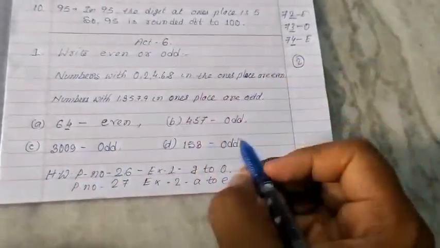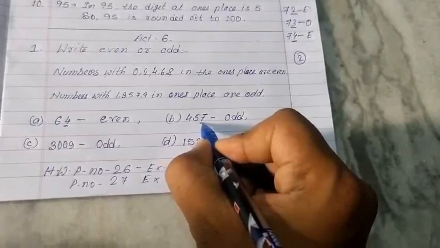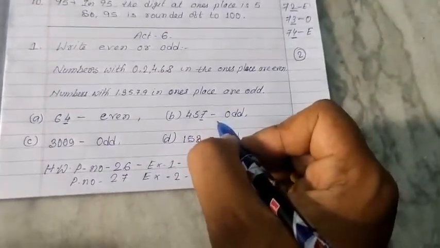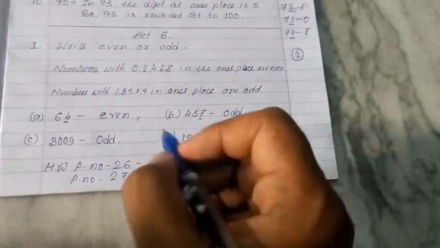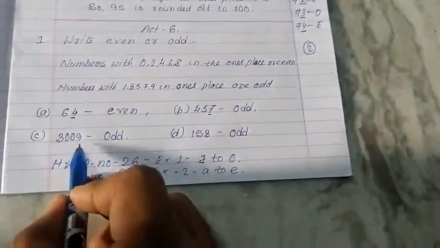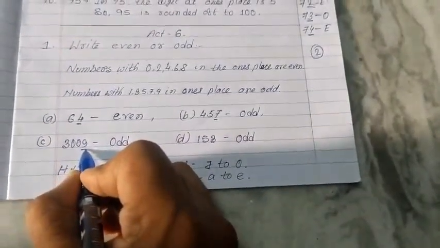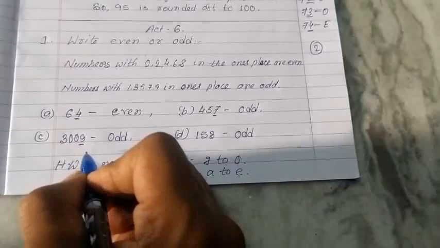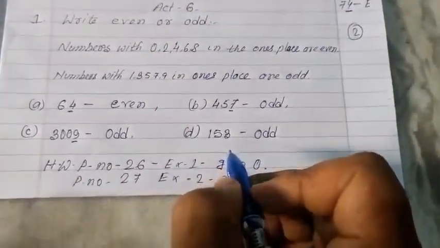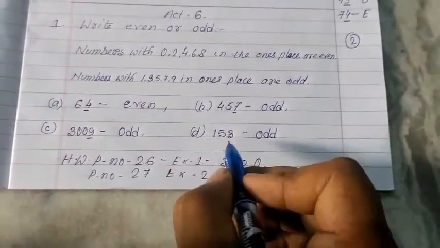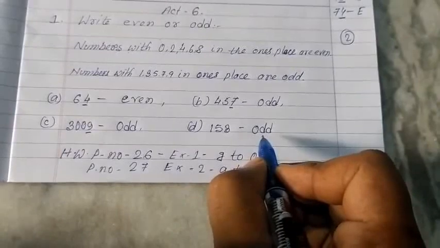Next, number B, 457. At ones place the number is 7. 7 is not divisible by 2. So it is an odd number. Now number C, 3009. We know that 9 is not divisible by 2. So it is an odd number. Next one, D, 153. We know 3 is also not divisible by 2. So it is an odd number.